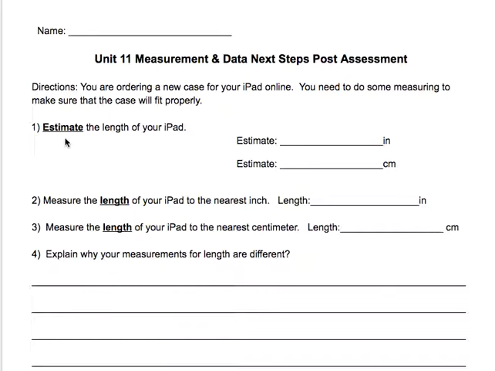So here's your first task. Estimate the length of your iPad. Means make your best guess. Estimate about how many inches long is your iPad. And estimate about how many centimeters do you think it might be long.